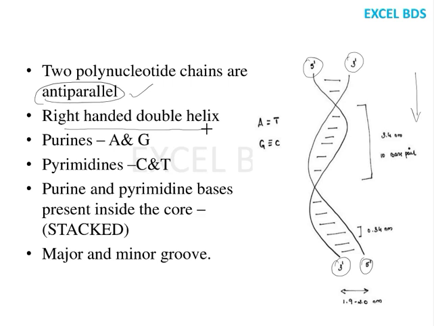What are the bases they have? They have purines, they have pyrimidines. Purines include adenine and guanine. Pyrimidines include cytosine and thymine. And these both are present at the core. If you see this, they are the base pairing between the structures.